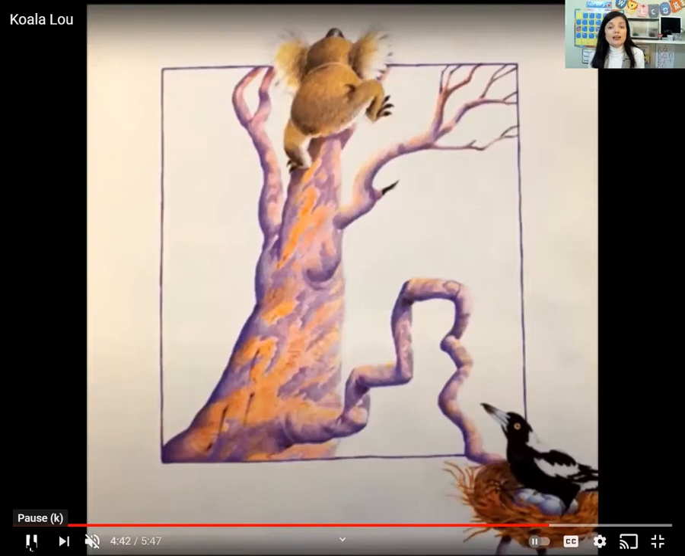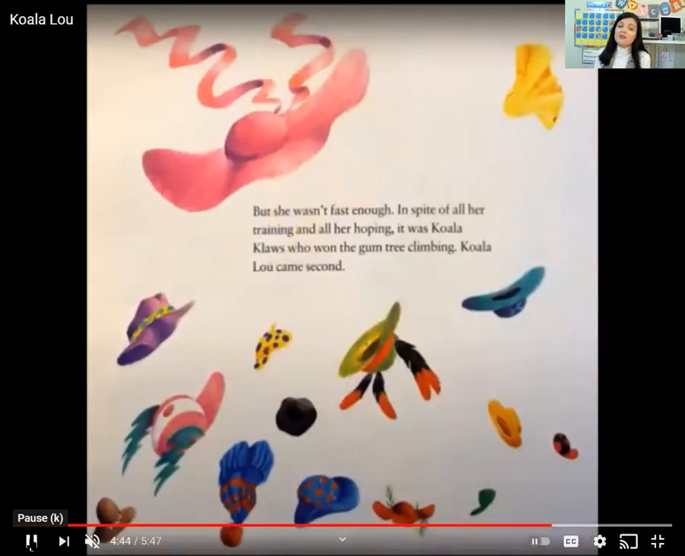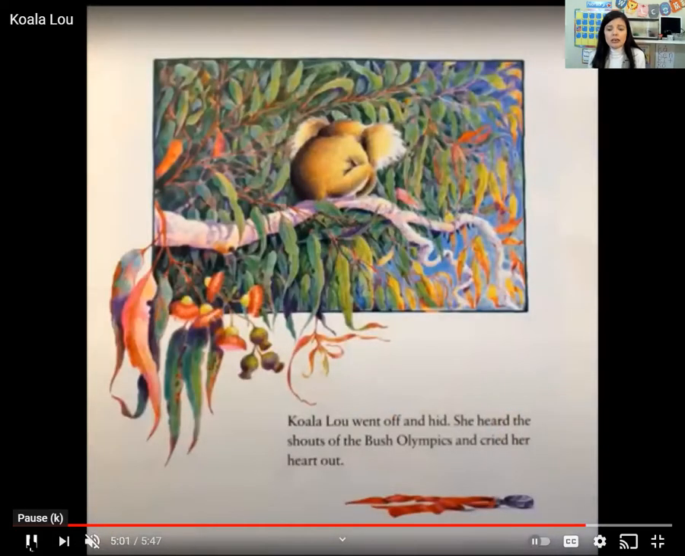But it was not quite fast enough to beat Koala Claus. In spite of all her training and all her hoping, it was Koala Claus who won the gum tree climbing contest. Koala Lou came in second. Well, this made Koala Lou very sad. She went off and hid. She heard the shouts of the Bush Olympics, and she just sat alone and cried her heart out.